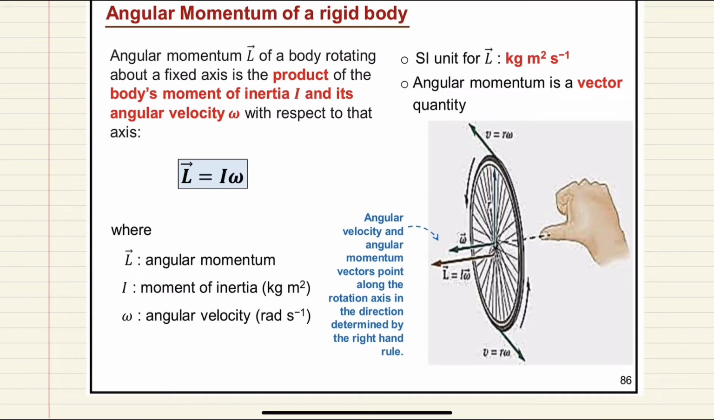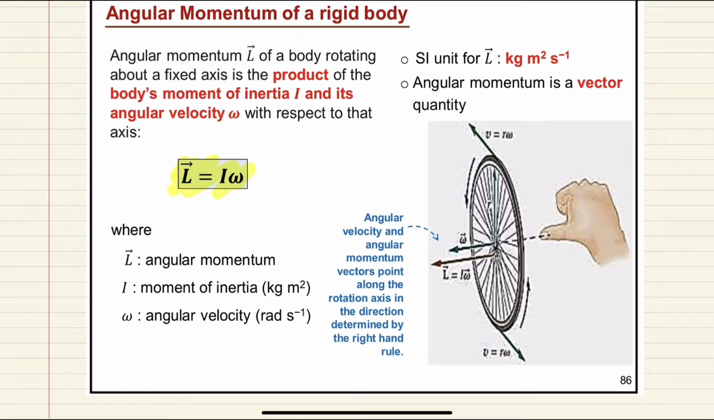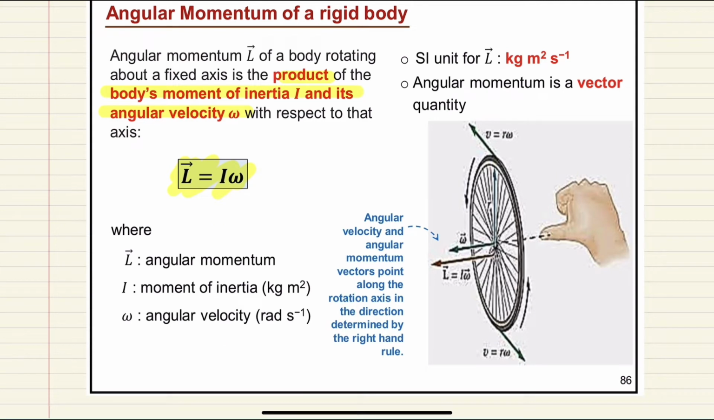This one is very important. The angular momentum of a body rotating about an axis is the product of its moment of inertia and its angular velocity. So basically the definition comes from the formula itself. If you write the definition, make sure you write down this one, where L is angular momentum, I is moment of inertia, and omega is angular velocity. Notice the unit here.